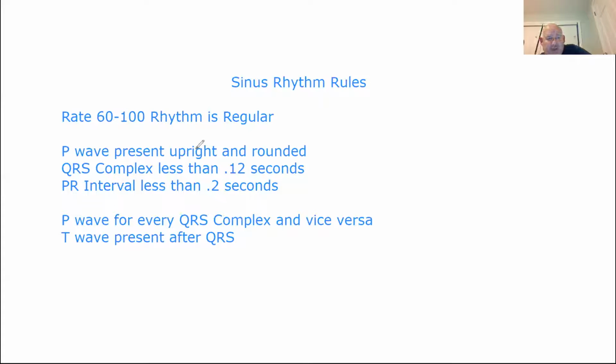P wave present, upright, rounded, QRS complex less than 0.12 seconds. PR interval less than 0.2 seconds. And then for every P wave that you see, you should see a QRS complex right after it. And for every QRS complex that you see, you should see the P wave right before it. Then you'll have a T wave after every QRS for the repolarization. And if you have all of these things in place, then you can refer to this as a sinus rhythm.